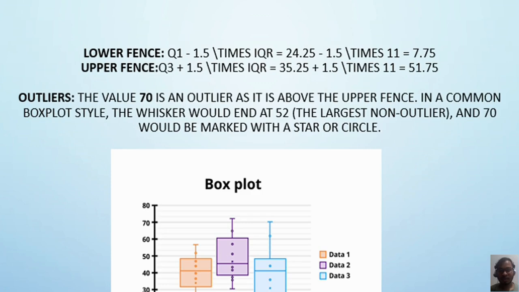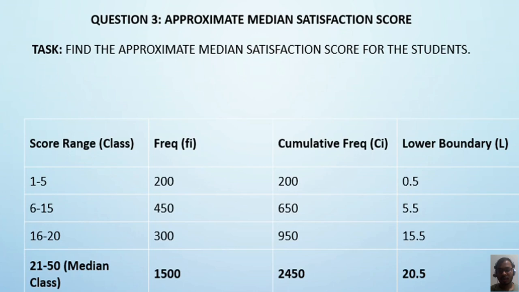Lower fence and upper fence. Here is the answer. Outlier: the value 70 is an outlier as it is above the upper fence. In a common box plot style, 52 is the largest non-outlier, and 70 would be marked with a star or circle. Here is the box plot diagram, you can watch.